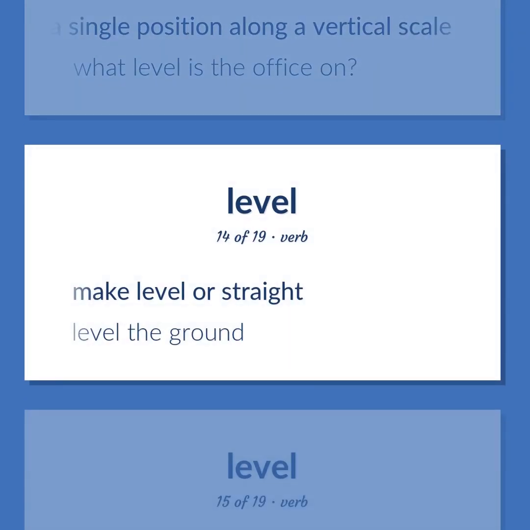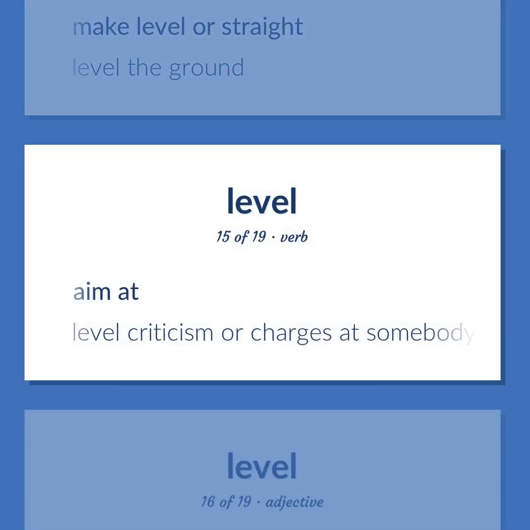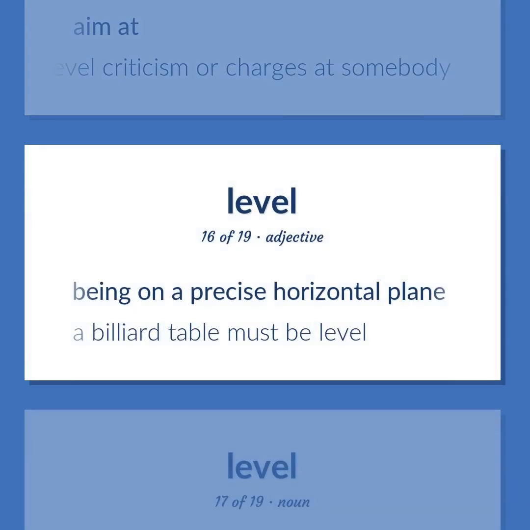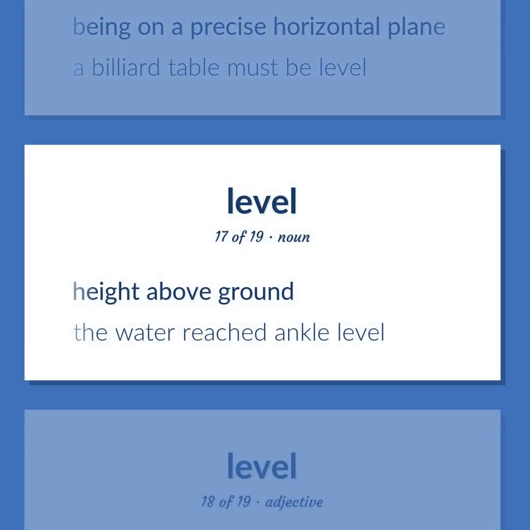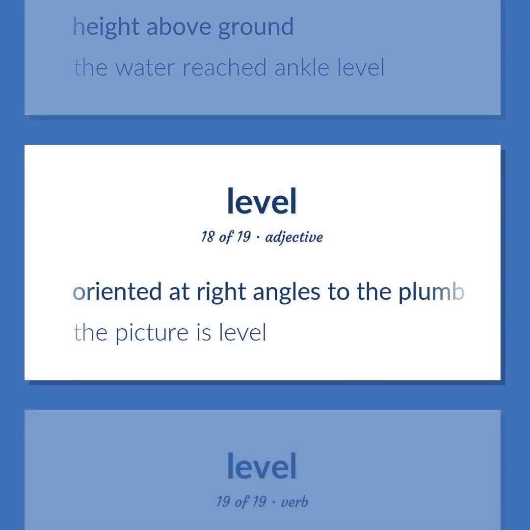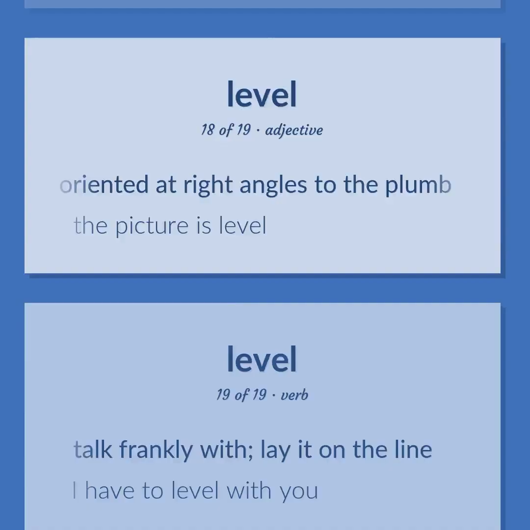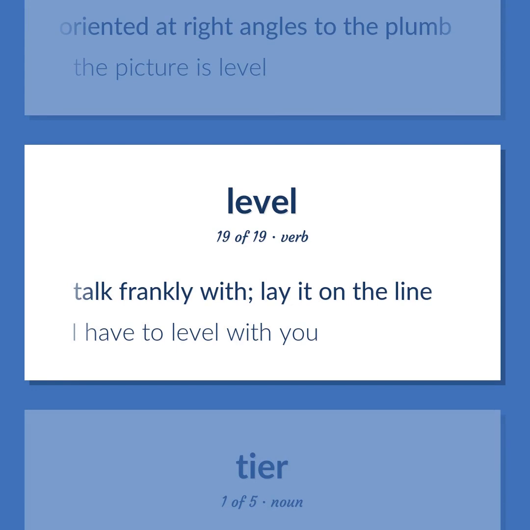Make level or straight. Level the ground. Aim at. Level criticism or charges at somebody. Being on a precise horizontal plane. A billiard table must be level. Height above ground. The water reached ankle level. Oriented at right angles to the plumb. The picture is level. Talk frankly with. Lay it on the line. I have to level with you.